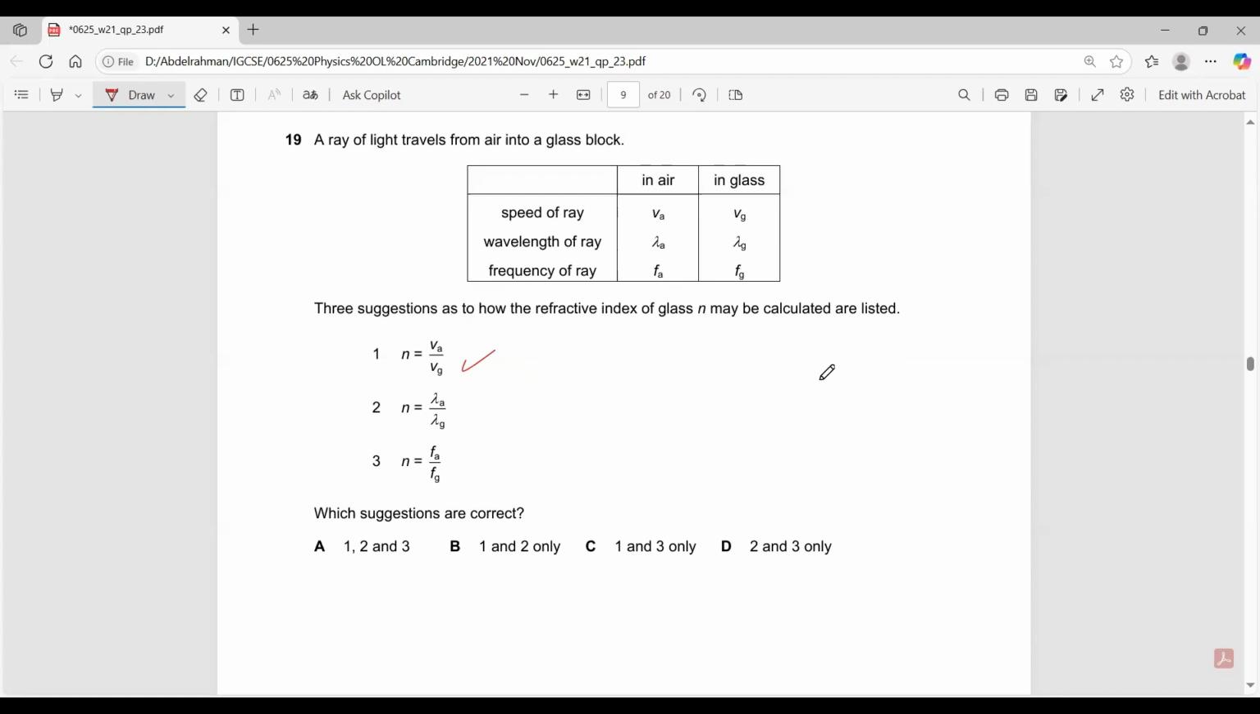Can I find the refractive index by saying the wavelength in air over the wavelength in glass? Yes, I can. What about the frequencies? Can I compare the frequencies? No, you cannot. The frequencies would definitely be wrong, because the frequencies are the same. So for this answer, we would say only 1 and 2.